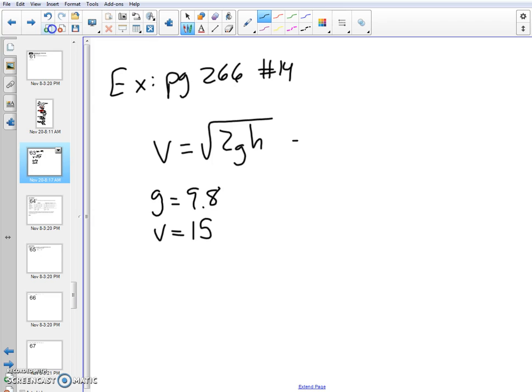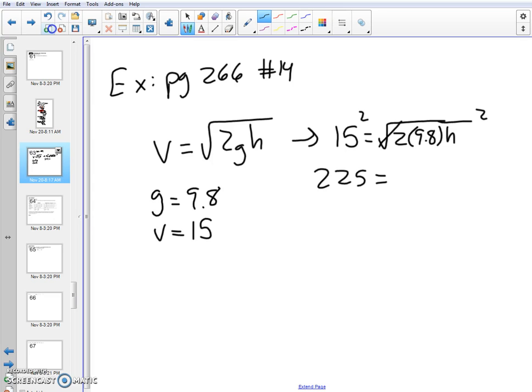So I'm going to substitute in 15 for V, 2. I know G is 9.8. And then I'm trying to find H here. So, since that radical is already by itself, I'm going to square each side. So 15 squared is 225. Those then cancel, so I have 2 times 9.8 equals H.